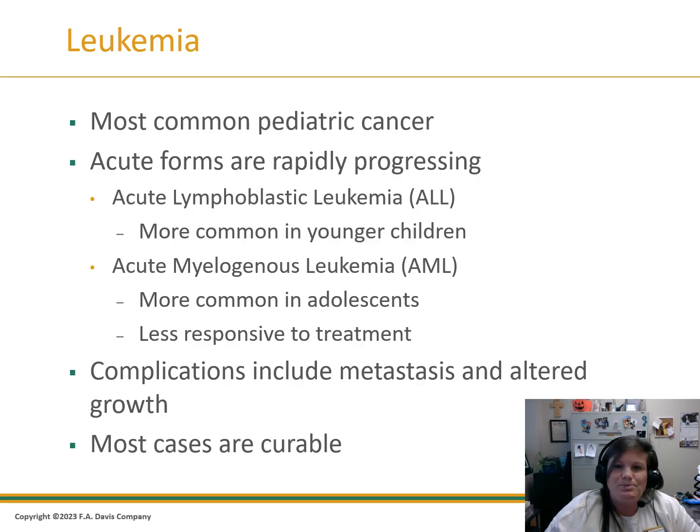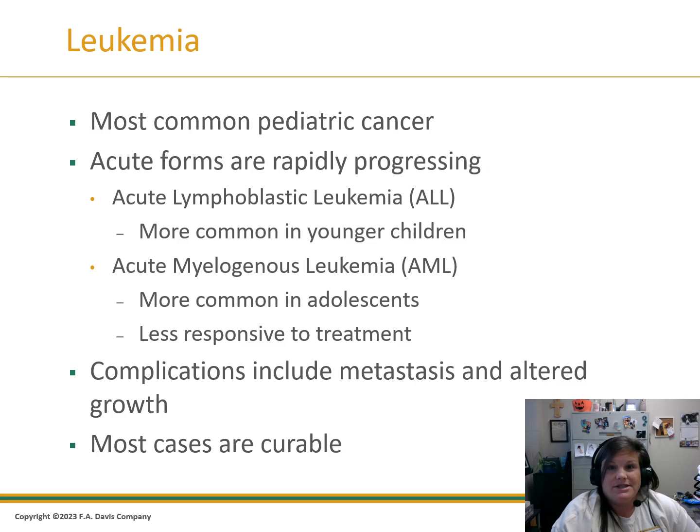They're distinguished based on the blood cells that are affected. And as was said, AML more common in adolescents, ALL more common in children ages 2 to 10 years old. ALL is more common than AML in general. And as was said, AML is less responsive to treatment of the two.